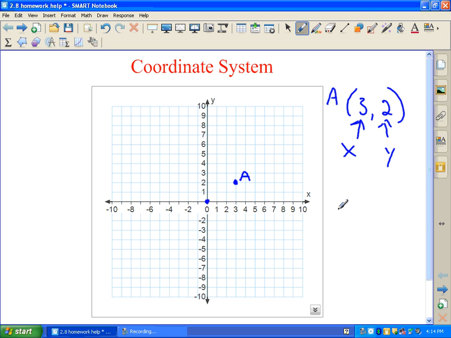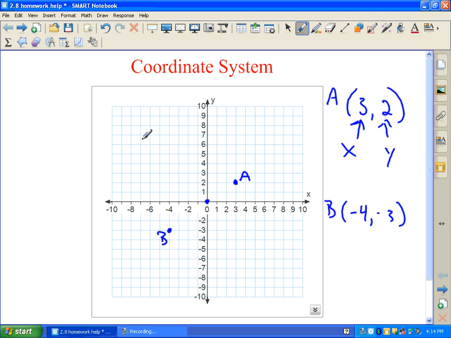So if I want the point (-4, -3), that tells me I'm going to the left first because that's my x, over -4. And then I'm going down because my y is negative, -3. And this would be that point. So if I called that B, this would be point B. And that is in the third quadrant. Okay, this one was in the first quadrant.